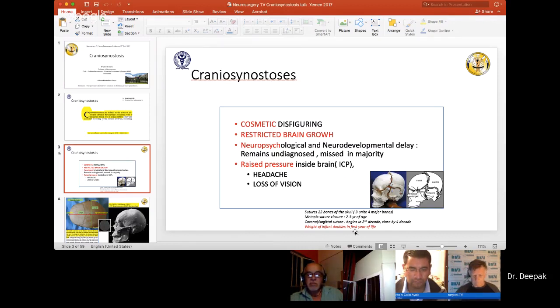which is very sad. As you see here, there are almost 22 bones of the skull, and there are 4 major bones which are united by 3 sutures. We have the frontal bone, bilateral parietal bones, and the large occipital bone.